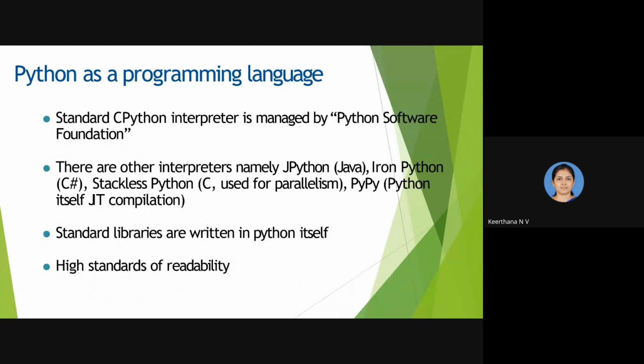As a programming language, Python can use standard libraries that are written in Python itself, such as NumPy, Matplotlib, or scikit-learn. These external libraries you can install in Python by using the command pip install. When you give pip install library name, it will be automatically installed in Python and you can start using it.